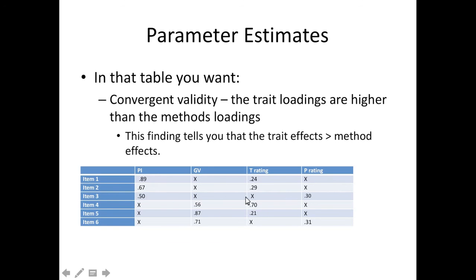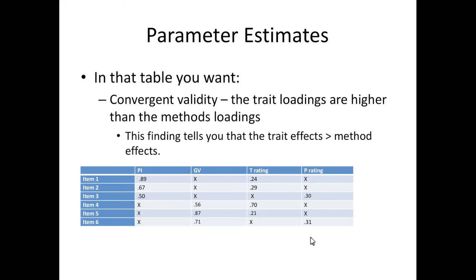And on one of these I flipped them. So in this particular item, it is much more of a method effect than a trait effect. So it's still loading pretty well over here, but it's really due to the scale it's on. And then these other two are good. That's likely the pattern that you're going to see, where some items appear to be much better for traits and some items are better for methods. And I don't know that it means that you need to delete any particular item unless it doesn't load on the trait at all. That would be bad.